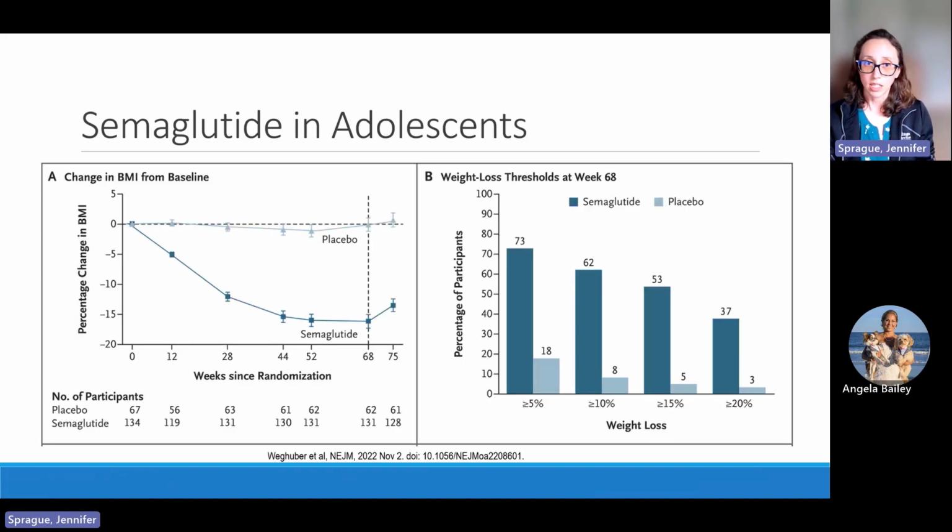In the adolescent study, the study design was essentially the same. Participants, again, were on placebo or semaglutide, and you can see that there was about 15% BMI loss on average in these adolescents treated with semaglutide. 73% reached greater than 5% BMI loss, 62% greater than 10%, half reached greater than 15%, 37% reached greater than 20% weight loss. So a really effective treatment with really substantial weight loss with semaglutide. And so this got approved for adolescent use in December of 22.